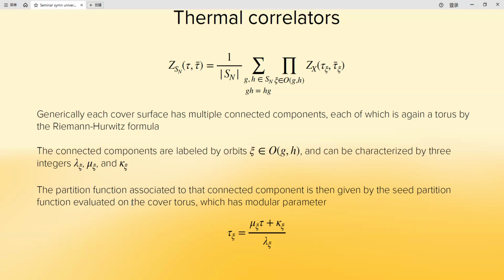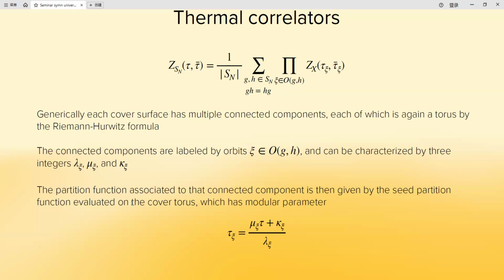And so the partition function associated to that connected component, so this is just one single cover torus, is just given by the seed partition function evaluated on that torus. And this cover torus has a slightly different modular parameter, namely this one. It's related to the modular parameter of the torus on which we want to evaluate our symmetric product orbifold partition function, but it's multiplied and divided, in this way, by the integers that specify the orbit.